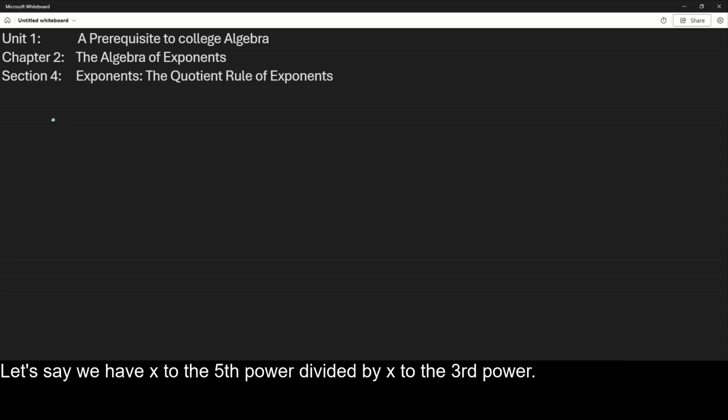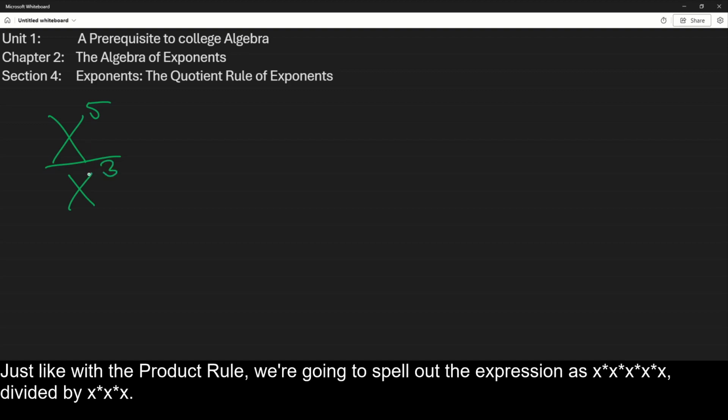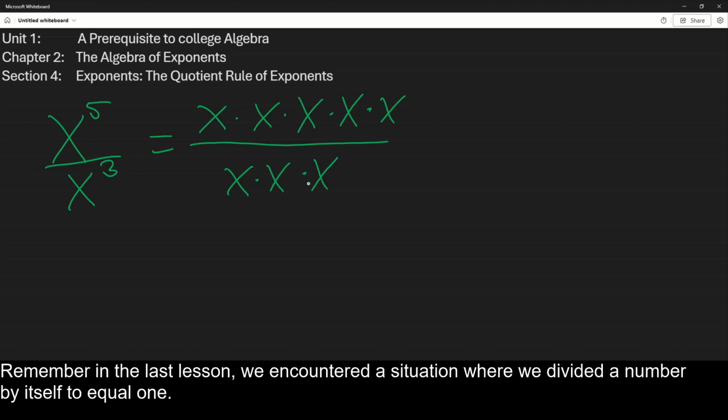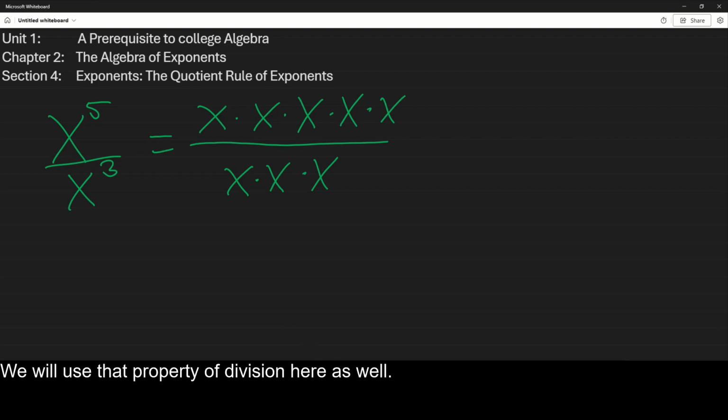Let's say we have x to the fifth power divided by x to the third power. Just like with the product rule, we're going to spell out the expression as x times x times x times x times x divided by x times x times x. Remember in the last lesson, we encountered a situation where we divided a number by itself to equal 1. We reuse that property of division here as well.